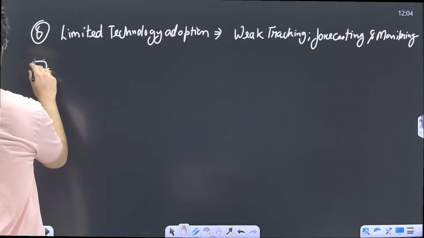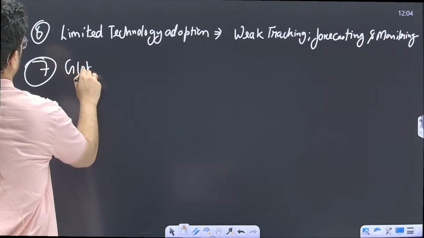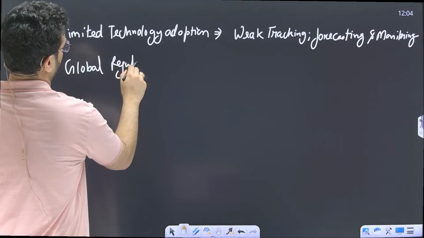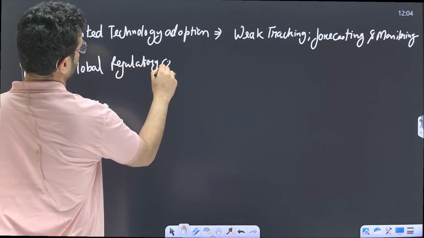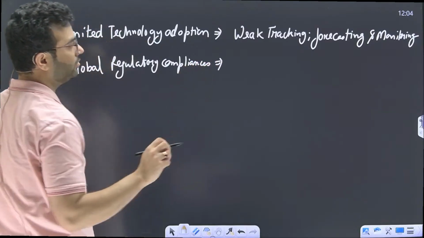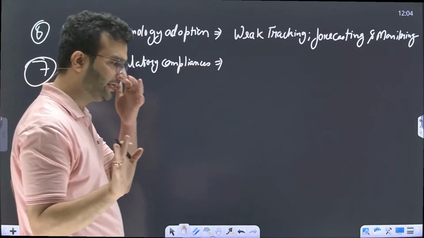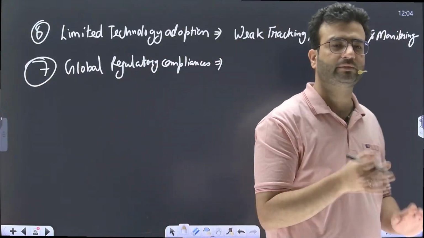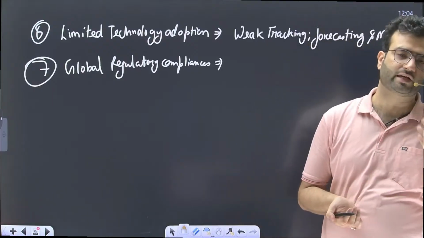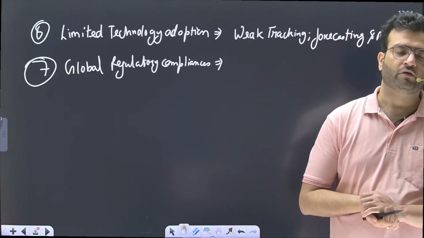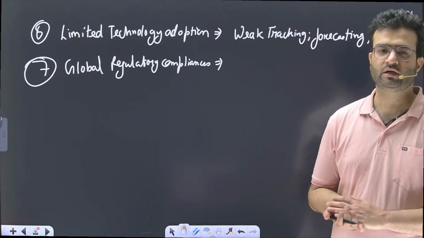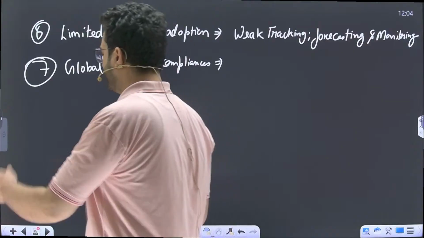Then global regulatory compliances. That is international standards. Many a times, Indian products are not acceptable in the international markets because we are not following the standards. Phytosanitary measures we are not adopting. We are doing excessive usage of fertilizers and chemicals. So, this is again a problem.